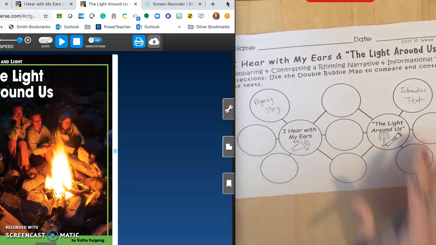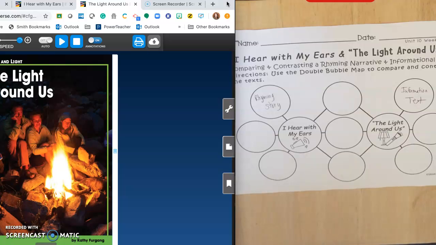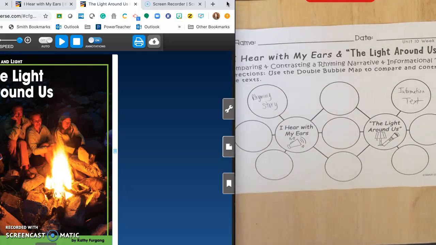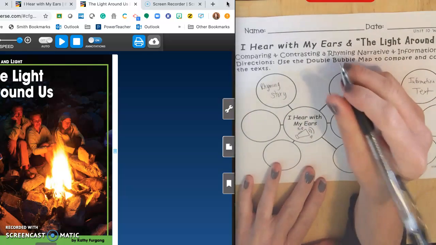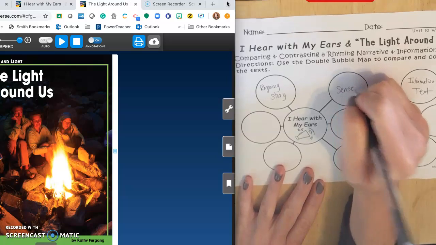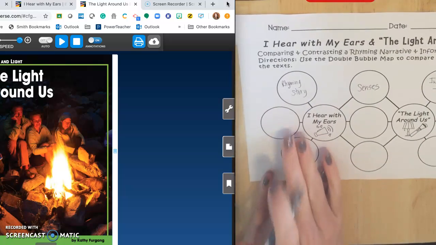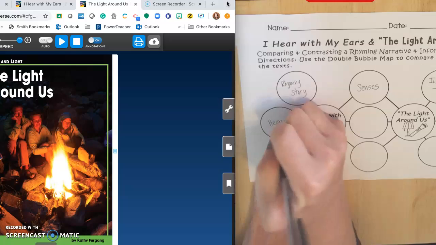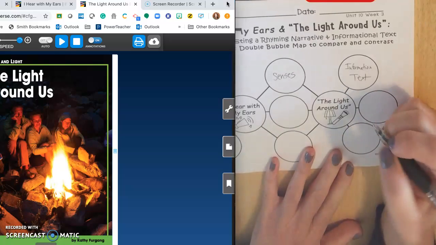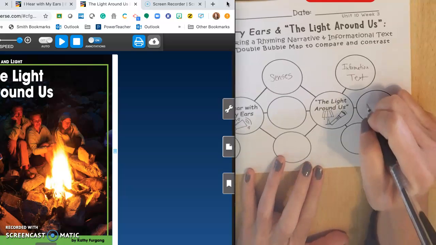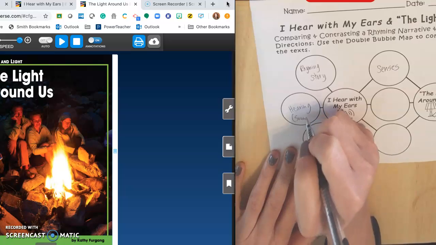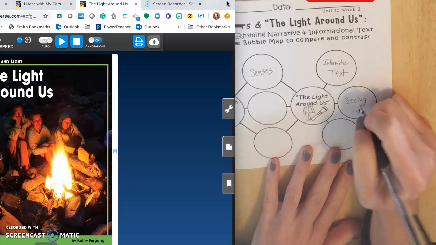Okay, this is a rhyming story. This is an information text. Now let's think about what the texts were about. Our unit was about sound and light, right? Those are both senses, so we can put that in the middle. Both texts were about our senses, but what sense was I Hear with My Ears about? It was about hearing. The Light Around Us was about seeing. Okay, so this was about sound, and this was about light.